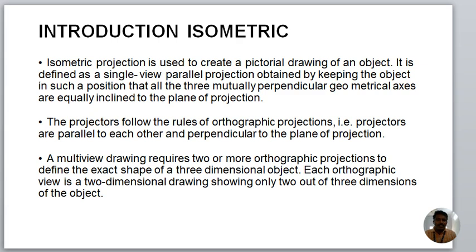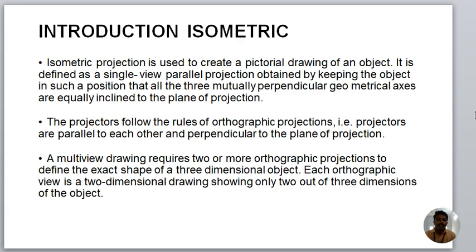It is defined as a single view parallel projection obtained by keeping the object in such a position that all the three mutually perpendicular geometrical axes are equally inclined to the plane of projection. The projectors follow the rules of orthographic projections: the projectors are parallel to each other and perpendicular to the plane of projection.